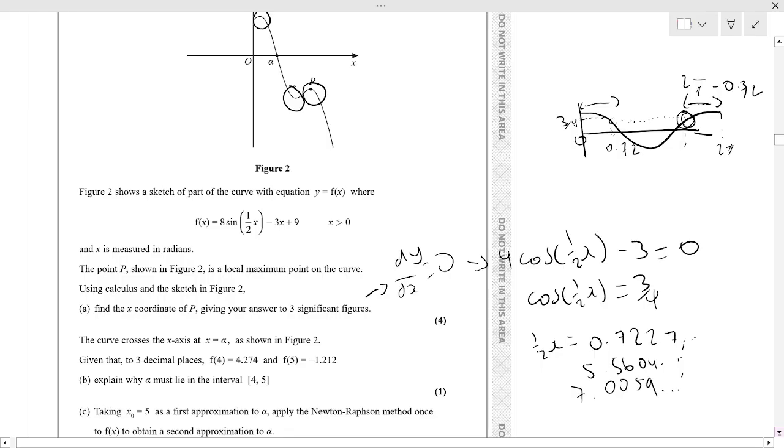But then that's a half x. So x would be 2 lots of 7.0059, because remember, we want the third positive turning point. So we want the third positive solution here. So then that would be 14.0, to 3 significant figures. Okay.